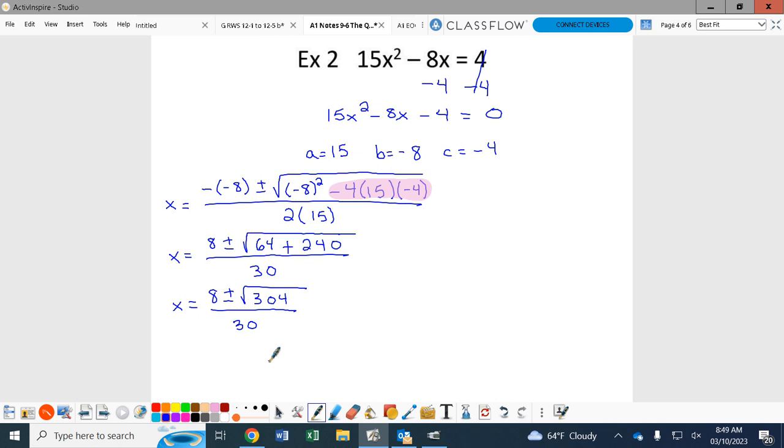Okay guys, again, at this point, I'm going to decide what my answers are going to be, like how many I'm going to have, and what the discriminant is. In this case, the discriminant would be equal to 304, and how many solutions would I have? 2. Why? Because my discriminant is positive. That's why I have 2 solutions. We're going to get the other kinds in a minute. We'll see both those coming up.